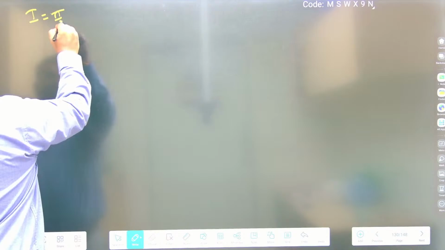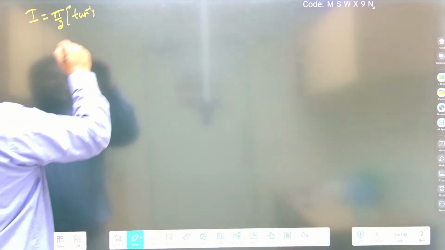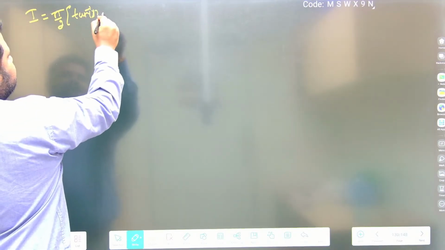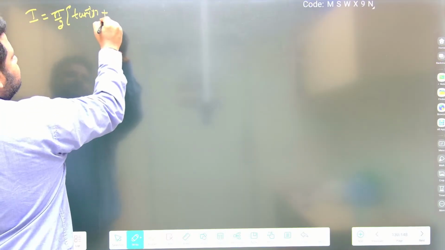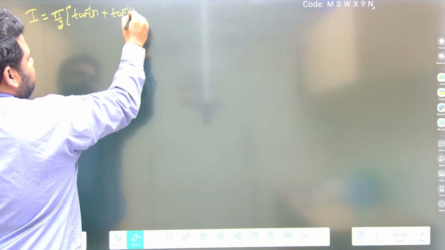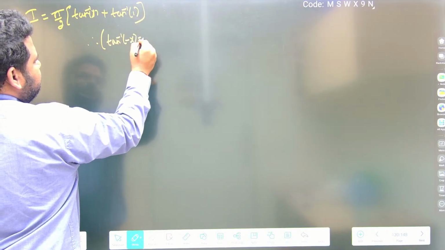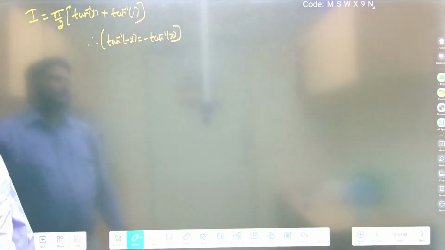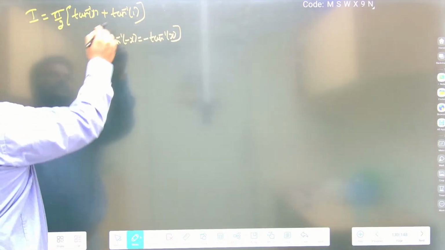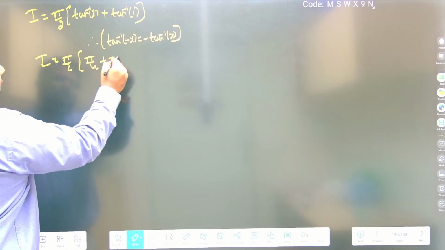I will be equal to pi by 2 into tan inverse of 1, minus into minus, this will become plus tan inverse of 1. Why? Because tan inverse of minus x is nothing but minus tan inverse of x. This is the reason this will become plus. Tan inverse of 1 is pi by 4.